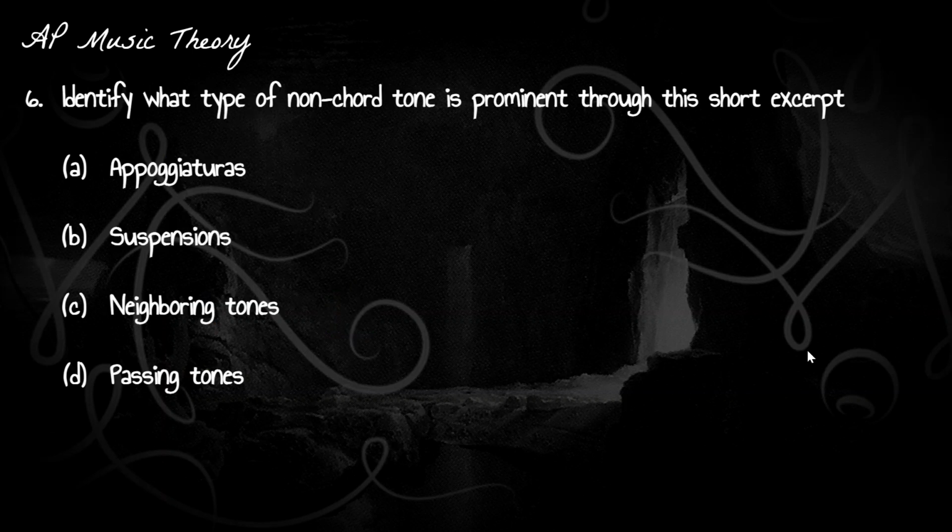Question 6. In question 6, you are asked to identify the type of non-chord tone heard in the following four-measure excerpt. Identify what type of non-chord tone is prominent through this short excerpt. Is it A, appoggiaturas, B, suspensions, C, neighboring tones, or D, passing tones? Let's listen.